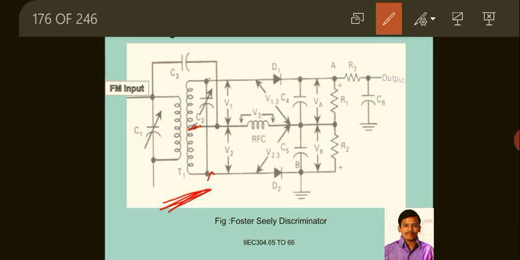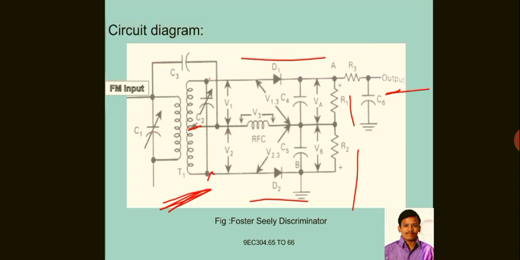After that it is given to the remaining circuit, which contains D1 and D2. After that there is a combination of R1 C5, similarly R2 C5. Finally the output is taken here. If you see this one, it is similar to a center tapped full wave rectifier.